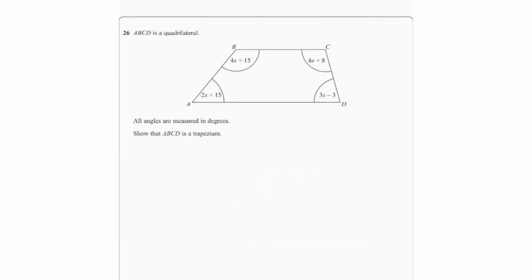Question 26 says ABCD is a quadrilateral. All angles are measured in degrees. Show that ABCD is a trapezium. So to show that ABCD is a trapezium, we need to remember that when we have parallel lines, like we have these two, the angles on the transversal basically add up to 180. So these two add up to 180 and these two also add up to 180. So what we can do over here is add these up. So it's going to be 4x plus 15 plus 2x plus 15 equal to 180.